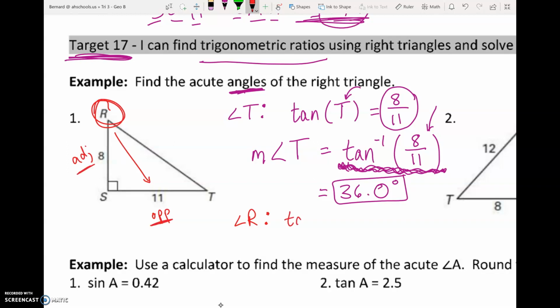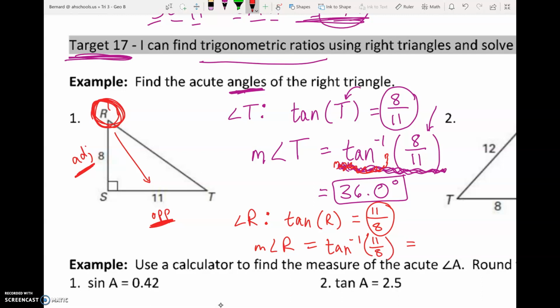That's tangent again. Remember, we are looking for our angle. We don't know it. So I'm just going to put R in parentheses. And then I'm going to make my fraction. Opposite divided by adjacent. So this time it's 11 divided by 8. So it's the reverse of what we just did in purple. And so if we want to find the measure of angle R now, we're going to do this tan -1 thing. But then we're going to have 11 divided by 8. So tan -1 of 11 divided by 8. And so that's what we want to type into our calculator.